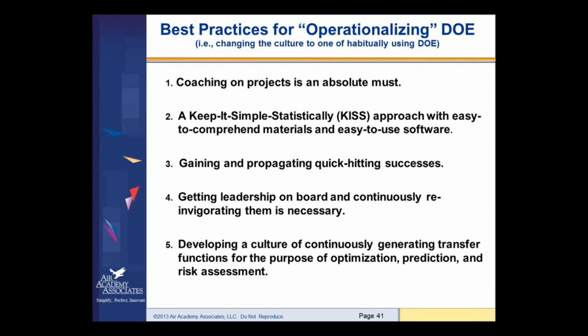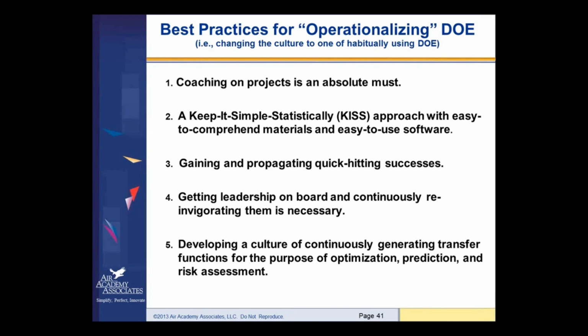Well, we recently wrote a book of 50 best practices, but the top 5 are these right here. Number 1, you got to have coaching on projects as an absolute must until your practitioners can come up to speed and become competent in all of the DOE. So coaching is essential. We also need to generate a culture of DOE, a keep it simple statistically approach, a KISS approach with easy to comprehend materials, easy to use software. You need something that every engineer, that every practitioner in the organization can use to use the DOEs.